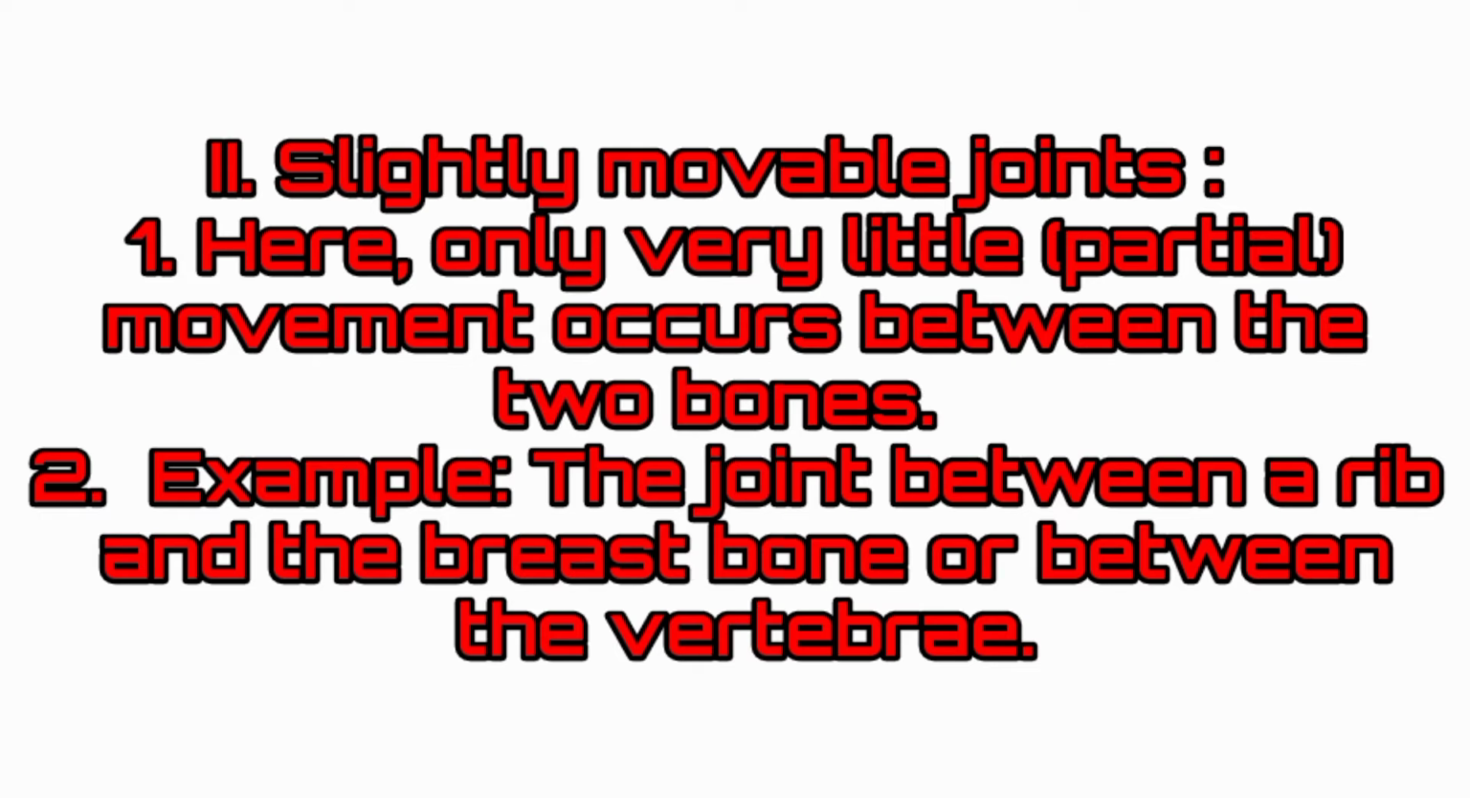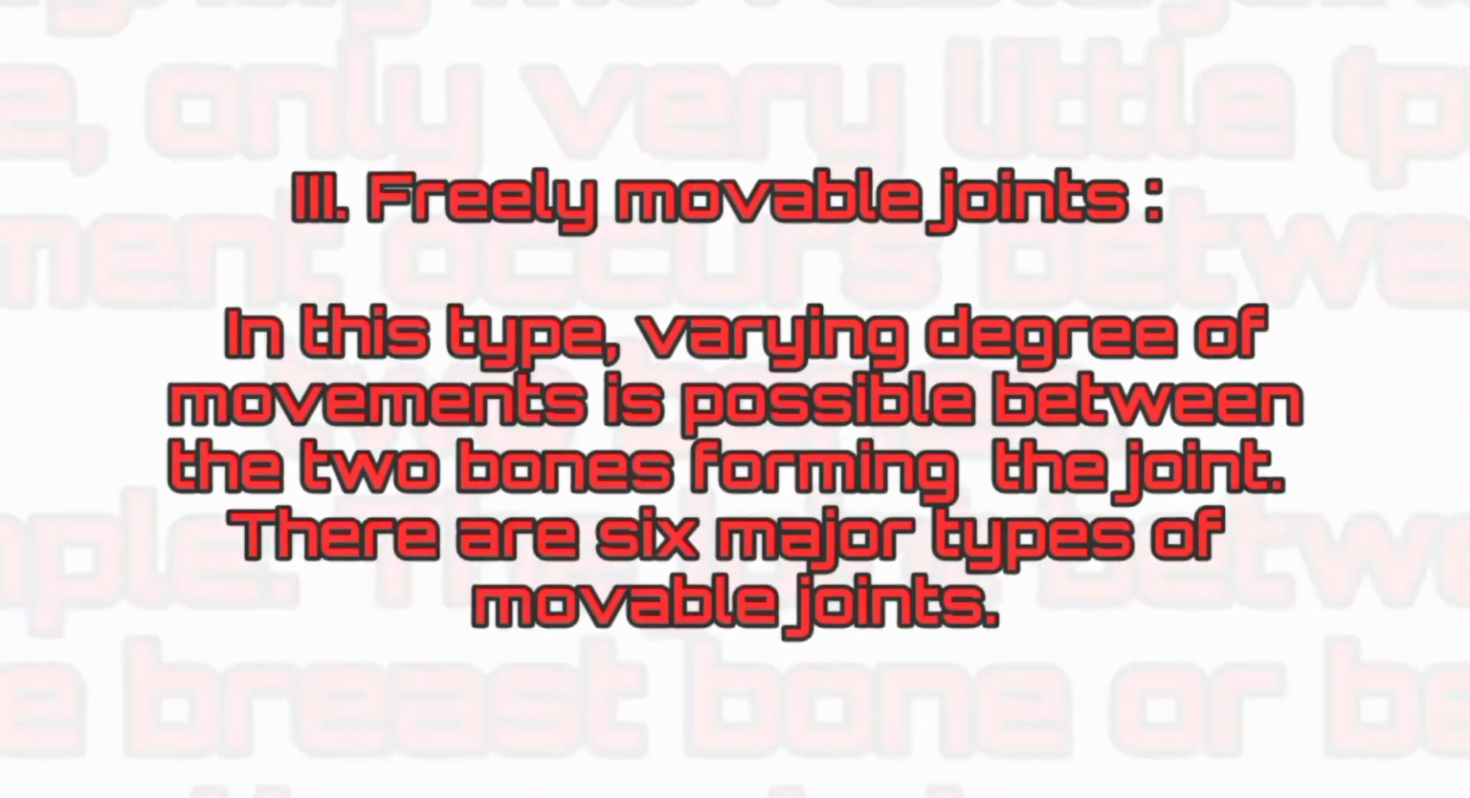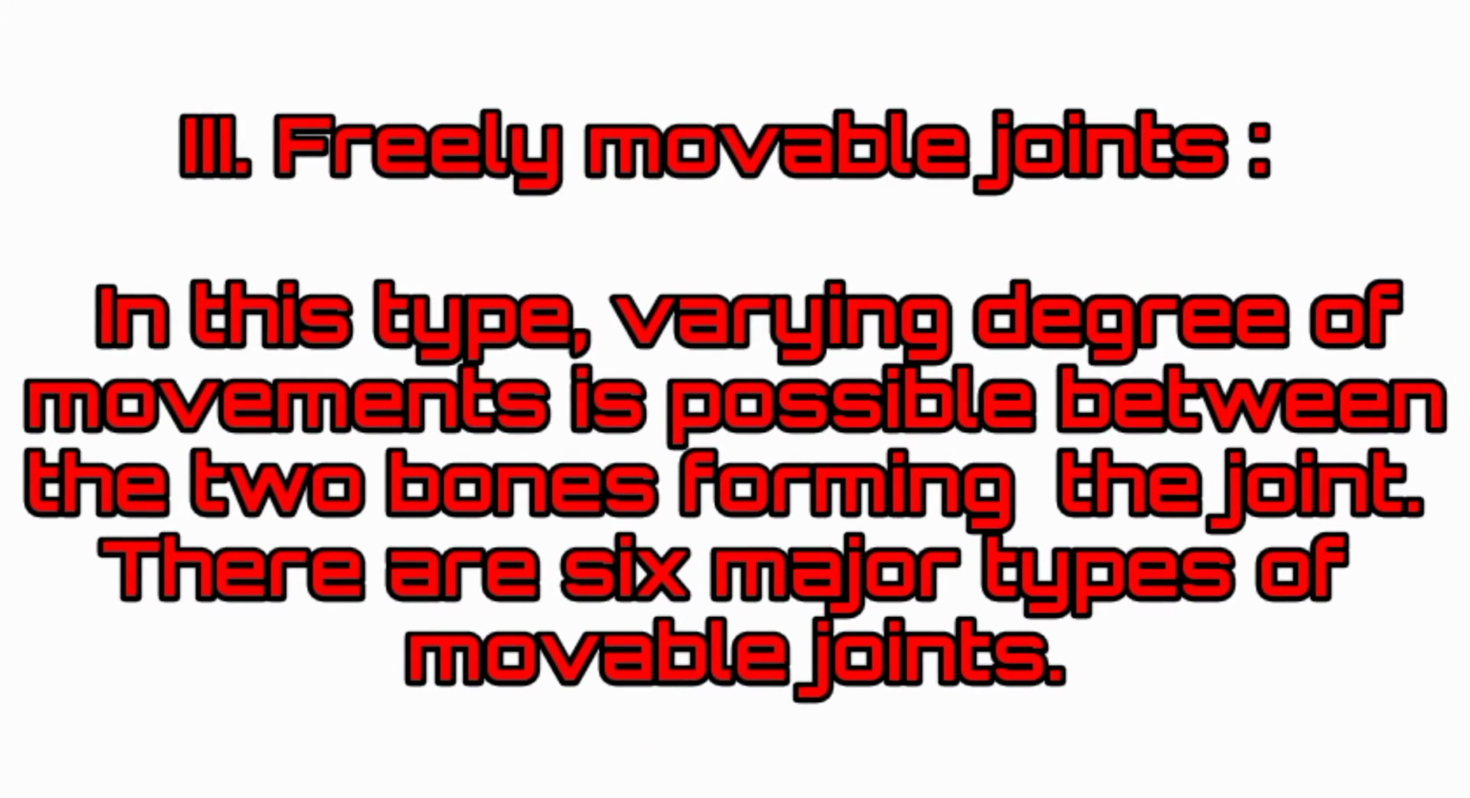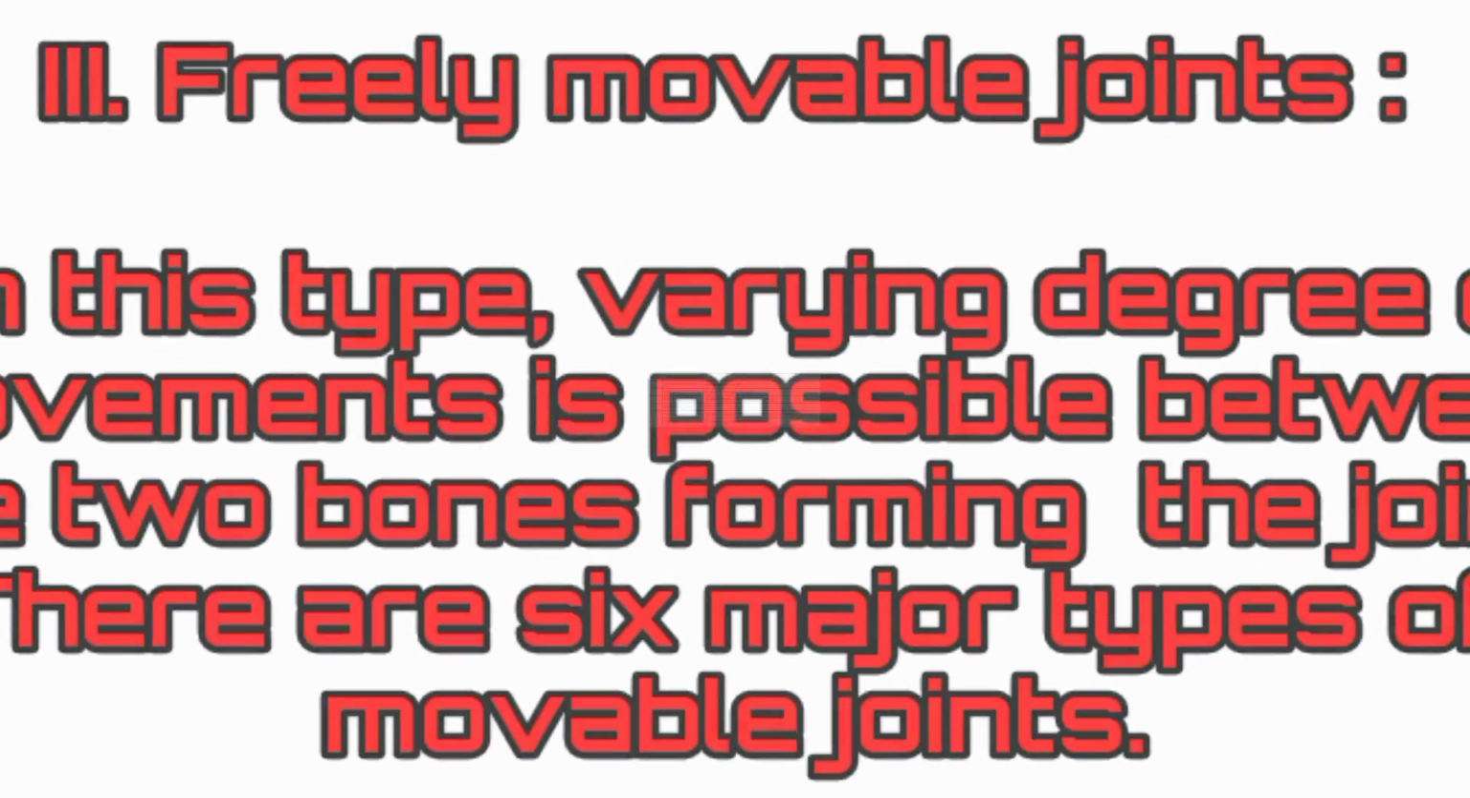Slightly movable joints, here only very little, that is partial movement occurs between the two bones. Example, the joint between a rib and the breastbone or between the vertebrae. Freely movable joints. In this type, varying degree of movements is possible between the two bones forming the joint. There are 6 major types of movable joints.